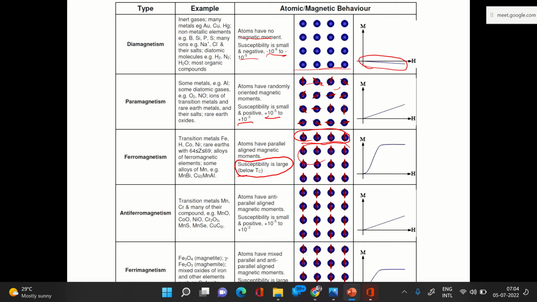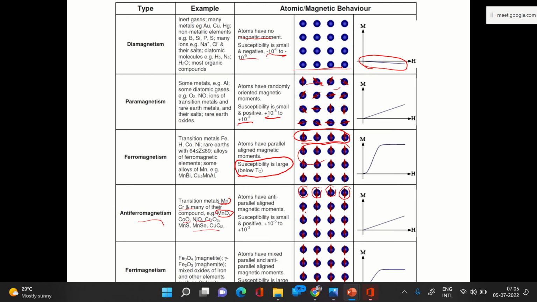Then antiferromagnetic: there are certain compounds, and in transition metals we have chromium and manganese, that exist as antiferromagnetic. MnO, cobalt oxide, nickel oxide are antiferromagnetic. What happens in this is that there are some spins which are aligned parallel to each other, and there are other atoms on which the spins are anti-parallel.